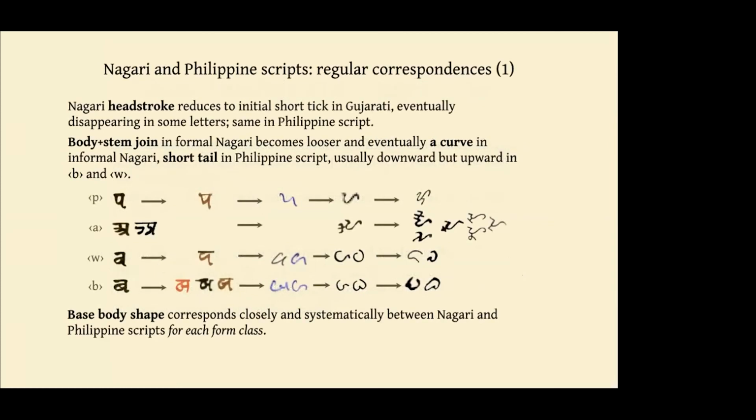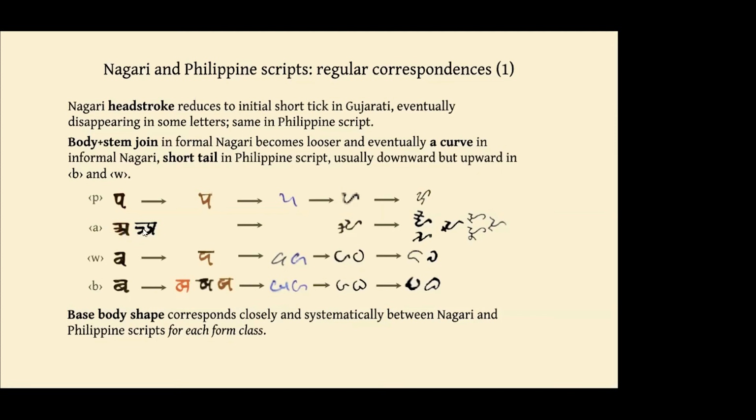Now, the basic thing to know about Nagari letters is that generally they are formed by a horizontal headstroke at the top of the letter and a vertical stem on the right, with a body that can be clockwise, counterclockwise, starting from the top, starting from the middle, starting from the bottom, various different body shapes.